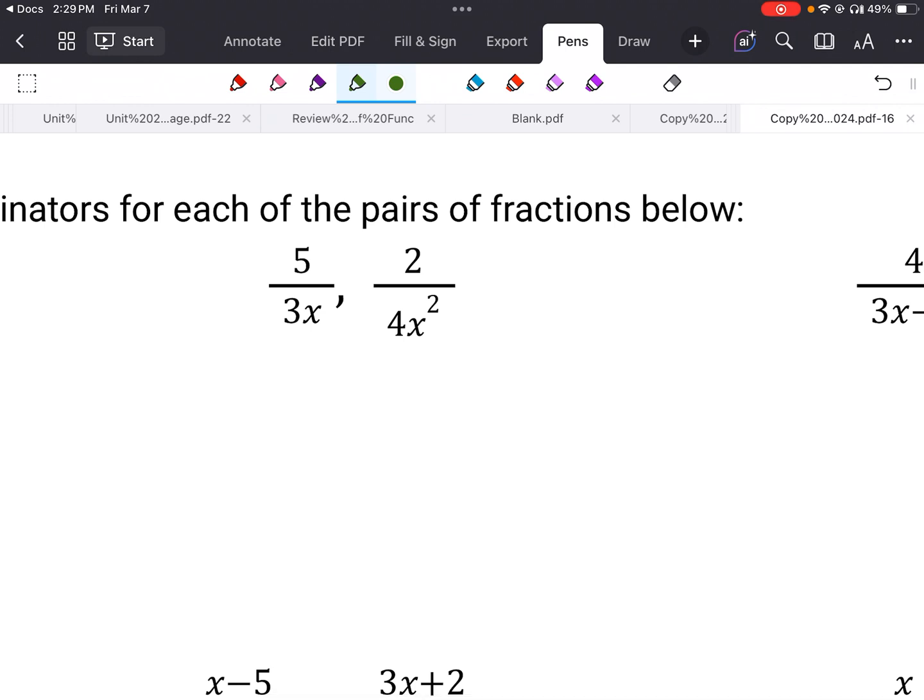Now we're including coefficients and variables, so numbers and variables. So we look at the numbers first. A common denominator between 3 and 4 is 12. And then the base will always be there if there is a base at all, and we'll always go by the highest exponent. So 12x squared is the common denominator here.